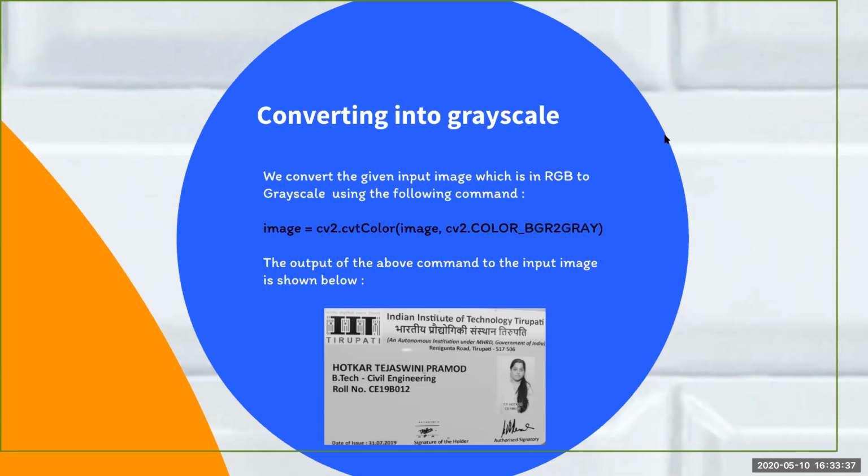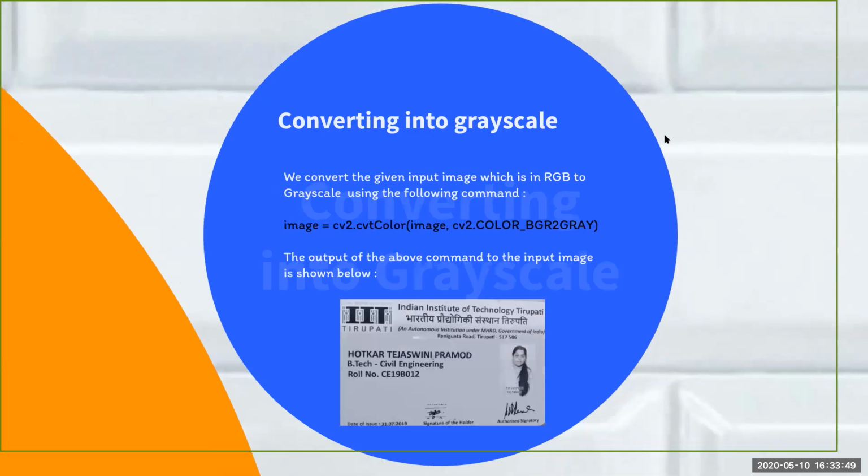So we use this command, which we can see over here. And this is the output of the command when the input image, which is already shown in the previous slide, is given. So this is the grayscale image which we have got.